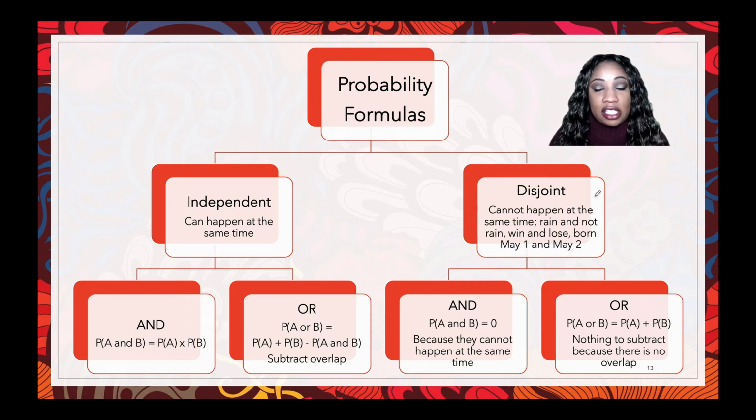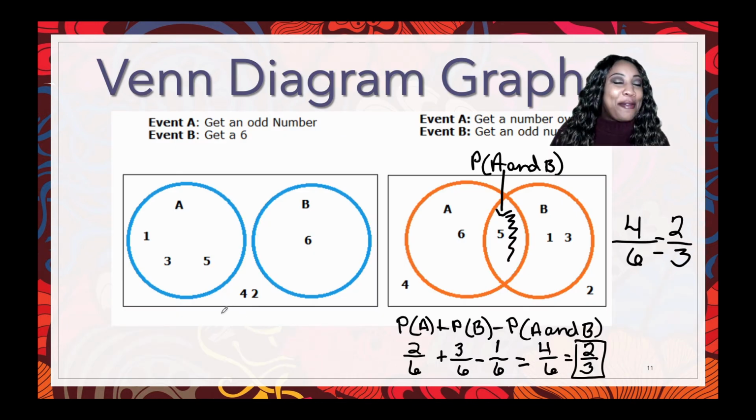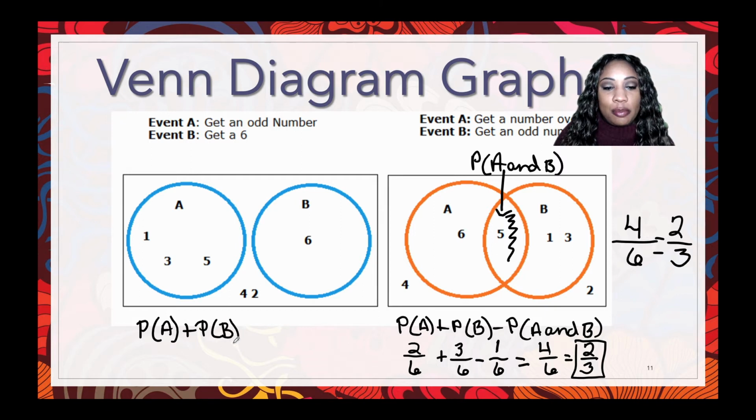All right, now let's look at the OR formula for when we have disjoint events. So you'll notice we should have the probability of A plus the probability of B, but we don't have to subtract this like how we have to when we have an OR that's independent. Let's see why. All right, back to our Venn diagrams. Okay, so here they're disjoint because they're not connected. And so for our OR formula for disjoint events, it's just the probability of A plus the probability of B.